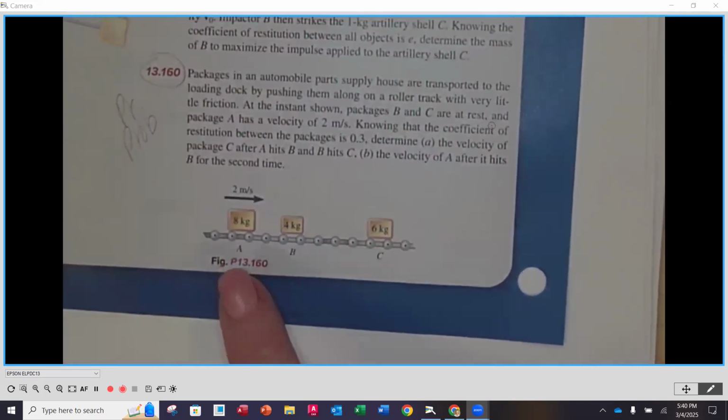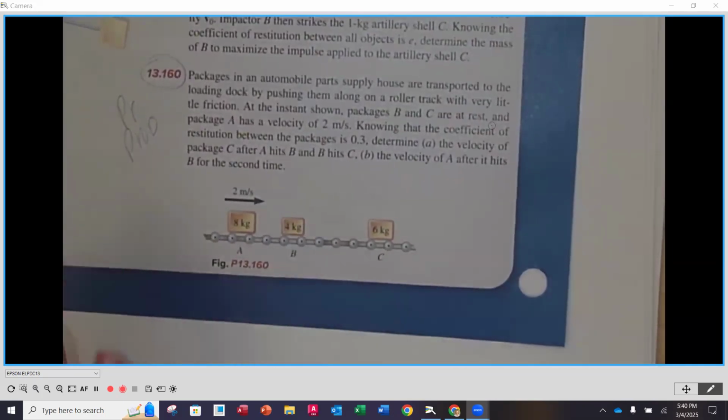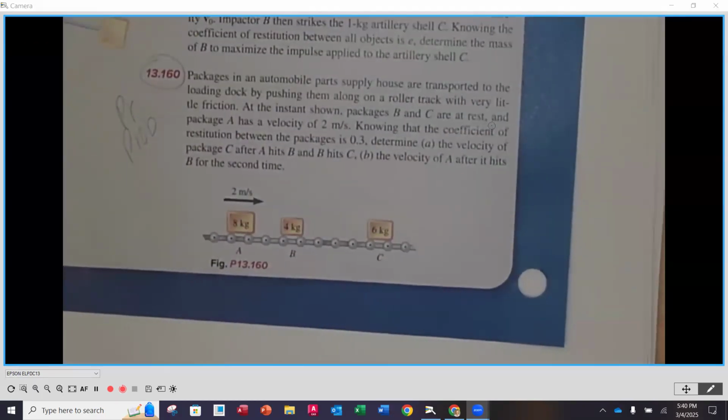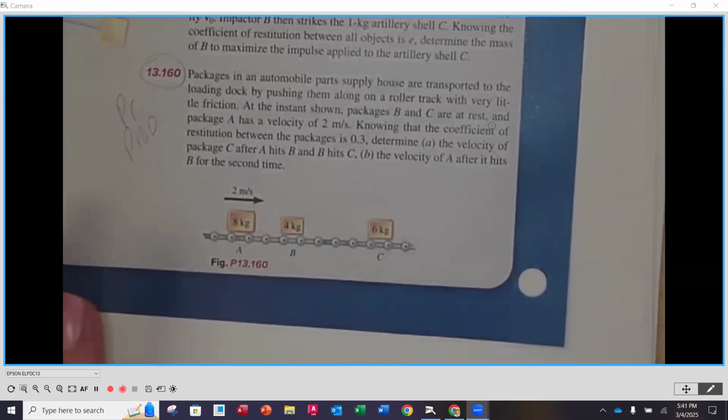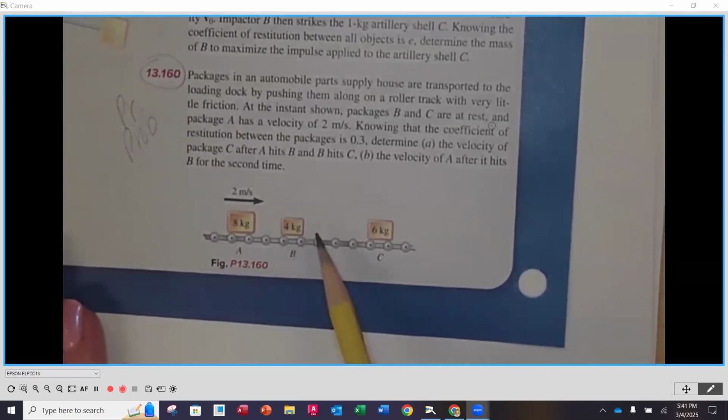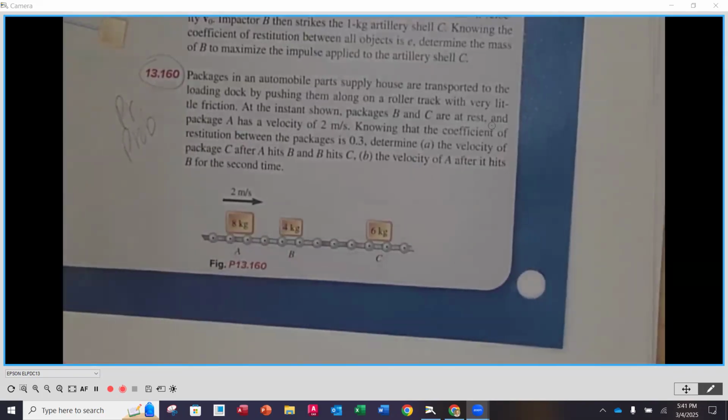And package A, you can see, has a velocity of 2 meters per second heading to the right. Knowing that the coefficient of restitution between the packages is 0.3, determine A, the velocity of package C after A hits B and B hits C. So A is moving, it's going to hit B, and then B is going to hit C. Once B starts heading that way, A is going to catch up to it and hit it a second time. And we want to know the velocity of A after it hits a second time.